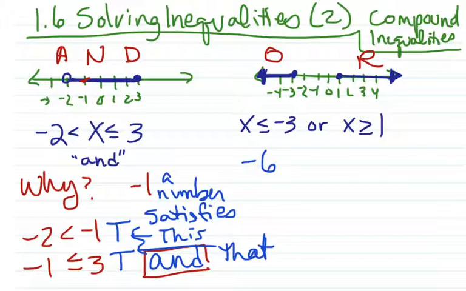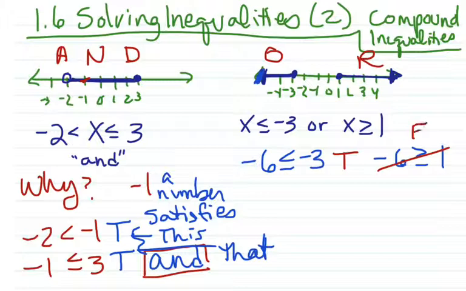This one, if I take one of the numbers in the shaded part, I just pick -6, it's over there, and I put it into that inequality. That's true. But if I stick it into the other part, that's false. That doesn't mean that -6 isn't the answer. It means -6 is part of the answer, but it only satisfies one of the little inequalities.